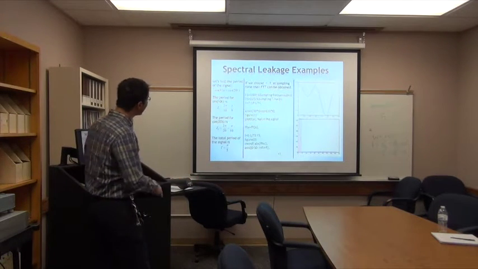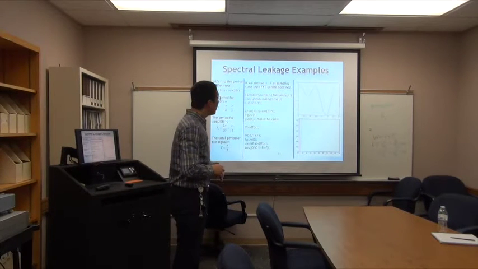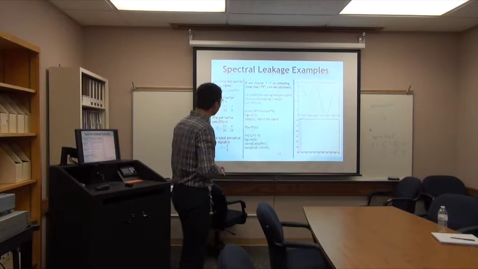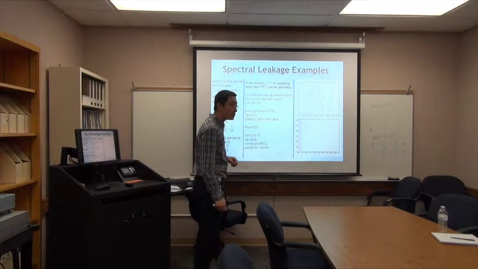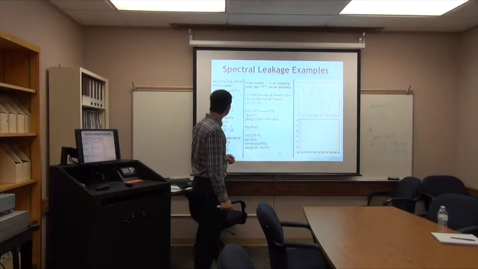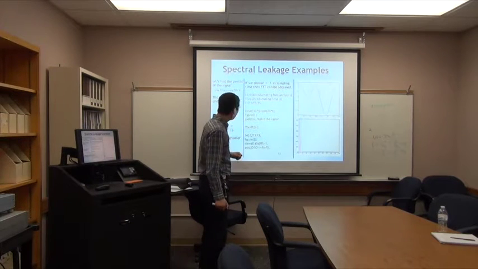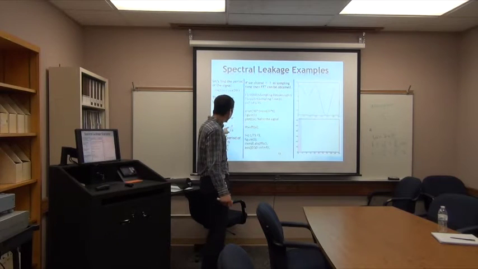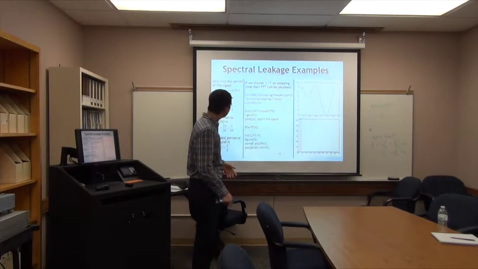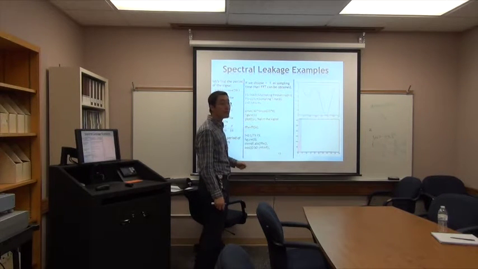Now, next one I want to show you. Let's calculate what is the period of this signal, sin 10t plus cos 20t. The period for sin 10t is 2 pi divided by 10, which is pi over 5. The period for cos 20t is 2 pi divided by 20, which is pi over 10. So the total period of the signal should be pi over 5.